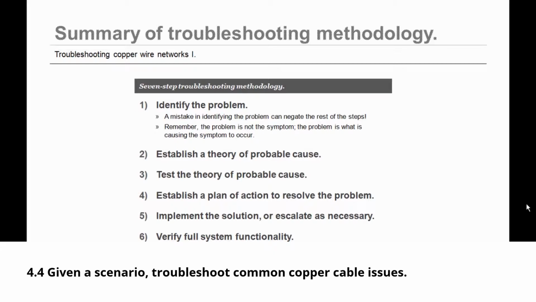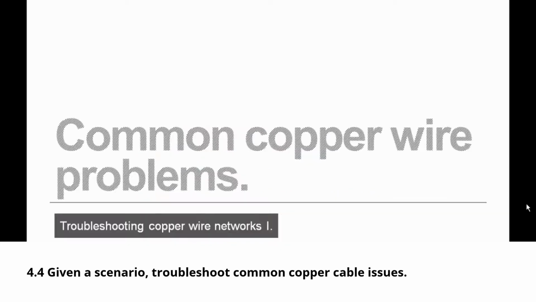Step 6 is to verify full system functionality. And your last step, step 7, is to document findings, actions, and outcomes. And there we have a brief review of the 7-step troubleshooting methodology. With that, let's move on to common copper wire problems.